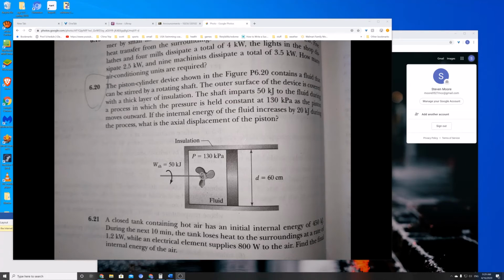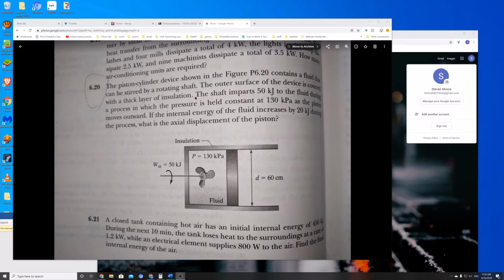Okay, I'm going to start by looking at problem 6.20. In this problem, there's a fluid that's being stirred by a rotating shaft. Its outer surface is covered with thick insulation, and the shaft imparts 50 kilojoules onto the fluid in the process. So energy is coming in, in the form of work. Work is being done on the fluid, and we have a constant pressure and the piston moves outward. And they define that the energy is increasing by 20 kilojoules during the process.